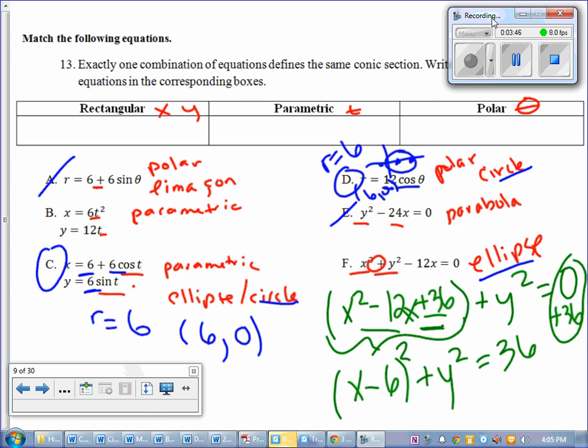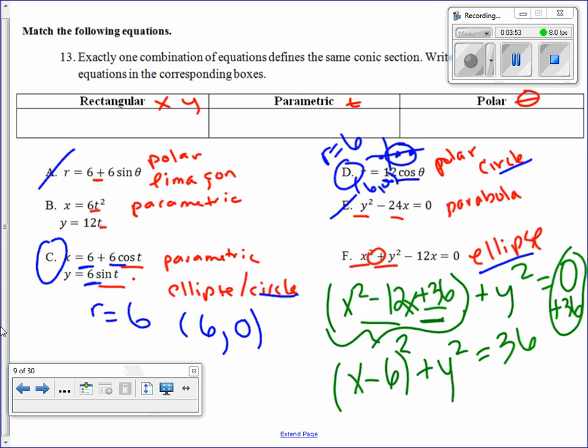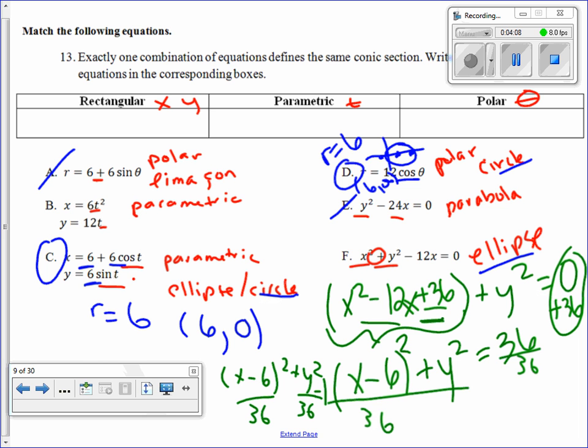Now all conics equal 1. So to make that equal 1, I need to divide by 36. So that gives me x minus 6 squared plus y squared over 36 equals 1. And from here I can see my center is at 6, 0, and I have a radius of 6, because 6 squared is 36. So the 3 that are the same are C, D, and F.